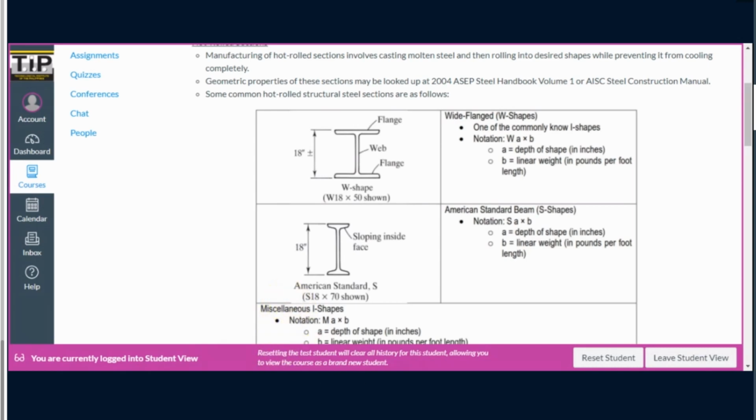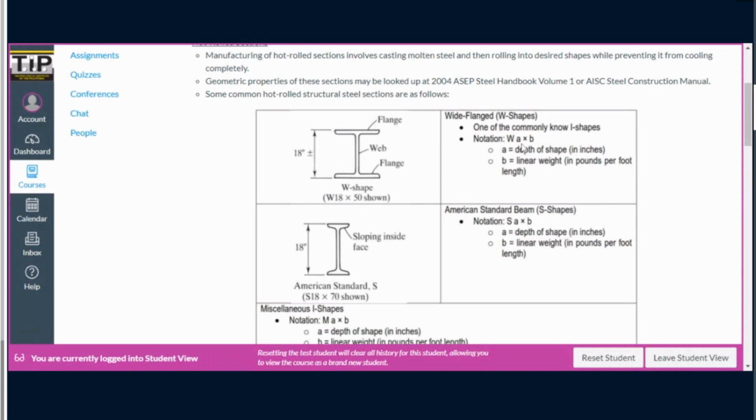How do we distinguish if it is a wide flange or a standard beam section? By naming. The designation for the wide flange is W, that's why we also call them W shapes. For the American standard, we use the letter S, from the word standard, so we also call these S shapes. How do we name these sections? For example, we have W18 by 50. What do the numbers 18 and 50 mean?